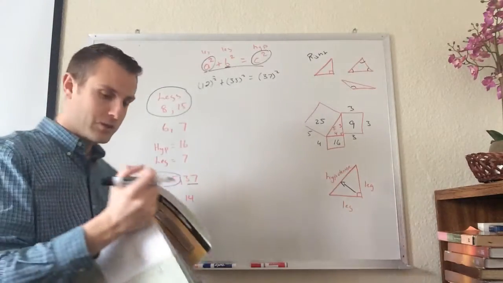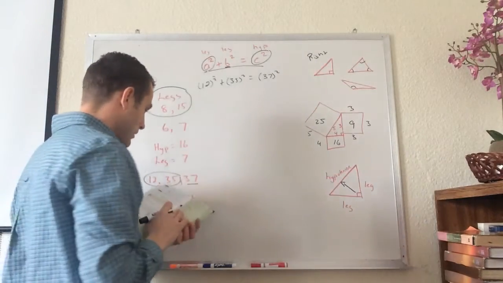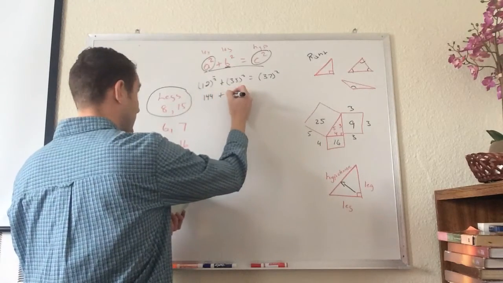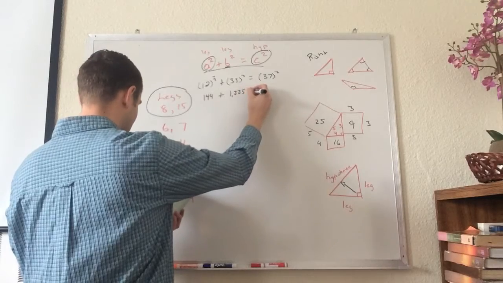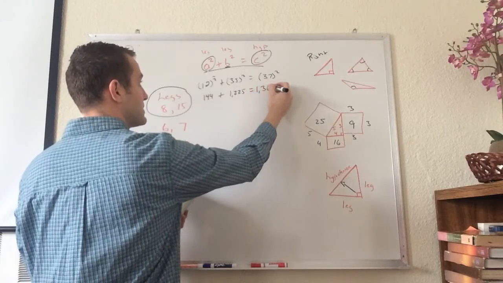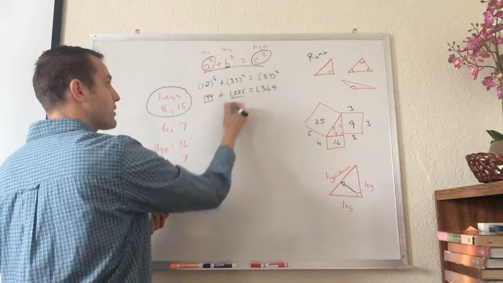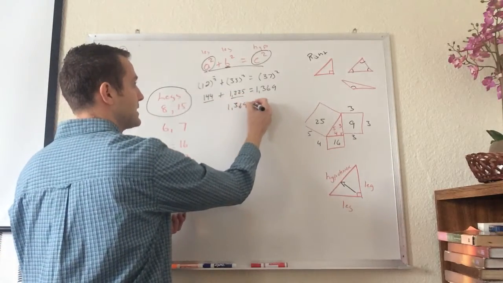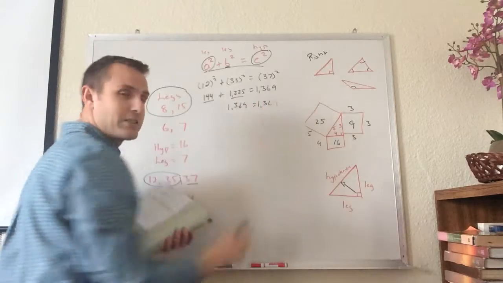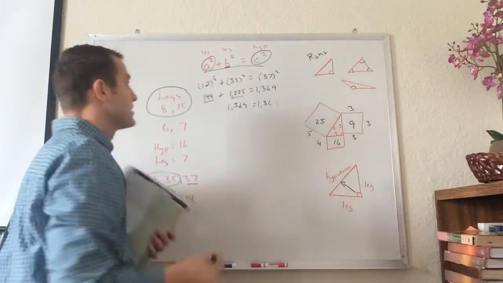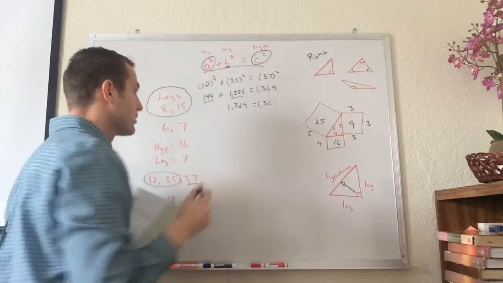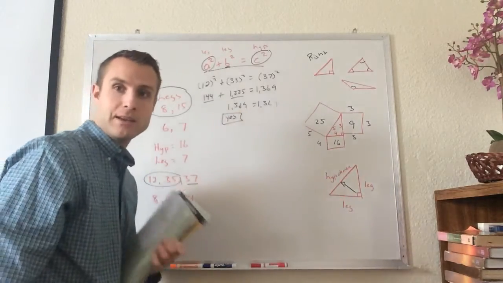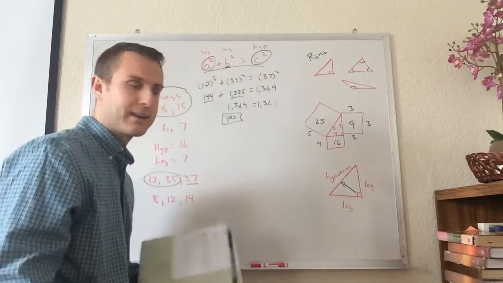So I have 12 squared is 144. 35 squared is 1,225. 37 squared is 1,369. When I add 144 plus 1,225, I get 1,369. Do those equal each other? Yes, they do. So this is a right triangle. So I would write, yes, this is a right triangle. Because the Pythagorean theorem works, that proves that it is a right triangle.